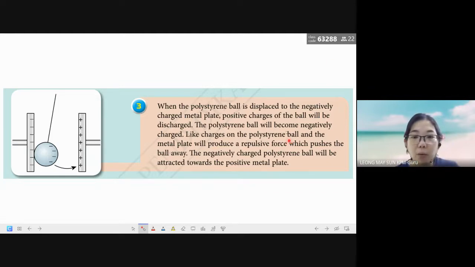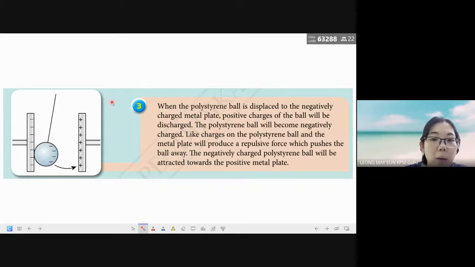So what happens when we move the polystyrene ball closer towards one of the plates, for example here, the negatively charged metal plate? When it moves closer to the negatively charged metal plate, the positive charges will discharge. How does it discharge? Either the electrons go to the positive charge, and because it's a negative plate, the negative charges from this plate will move into the ping pong ball, or the polystyrene ball, causing it to be heavily negatively charged, as is written here.